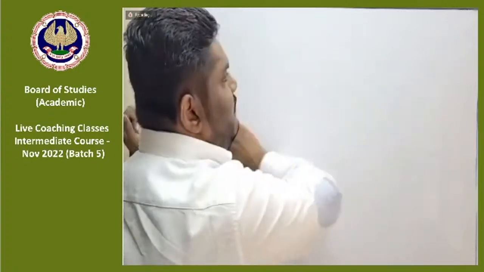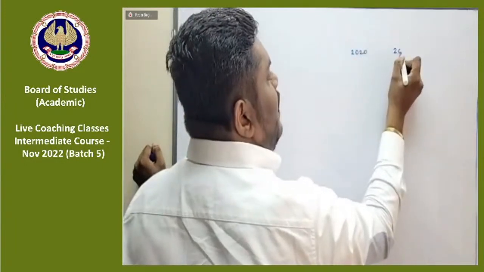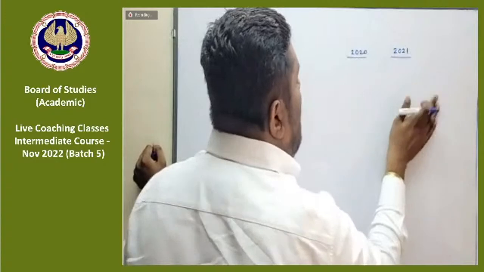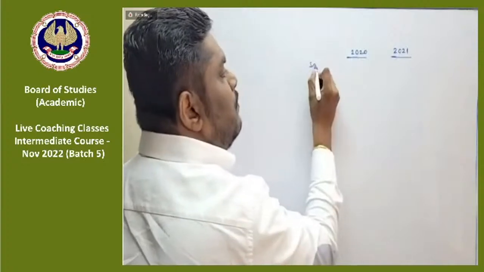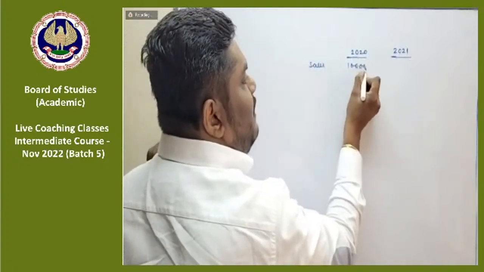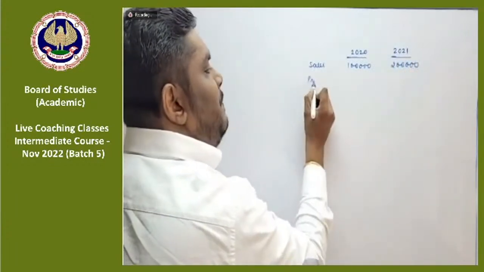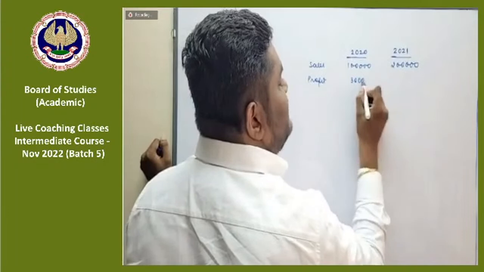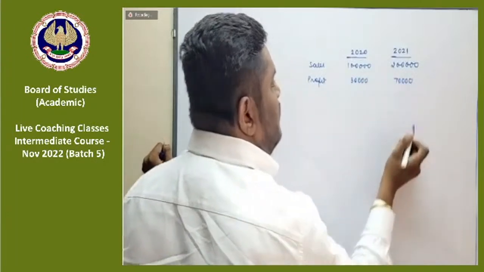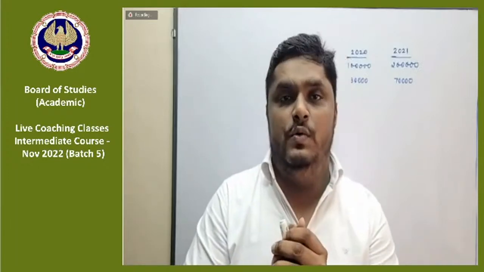So guys, now let's start with one more concept. Let's say 2020 and 2021. The 2 period figures are given. Let's say the sales is 1 lakh and 2 lakh. Now my profit is also given. Let's say 30,000 and 70,000. Now the question is, if the examiner is asking us to calculate PV ratio, how to calculate PV ratio?